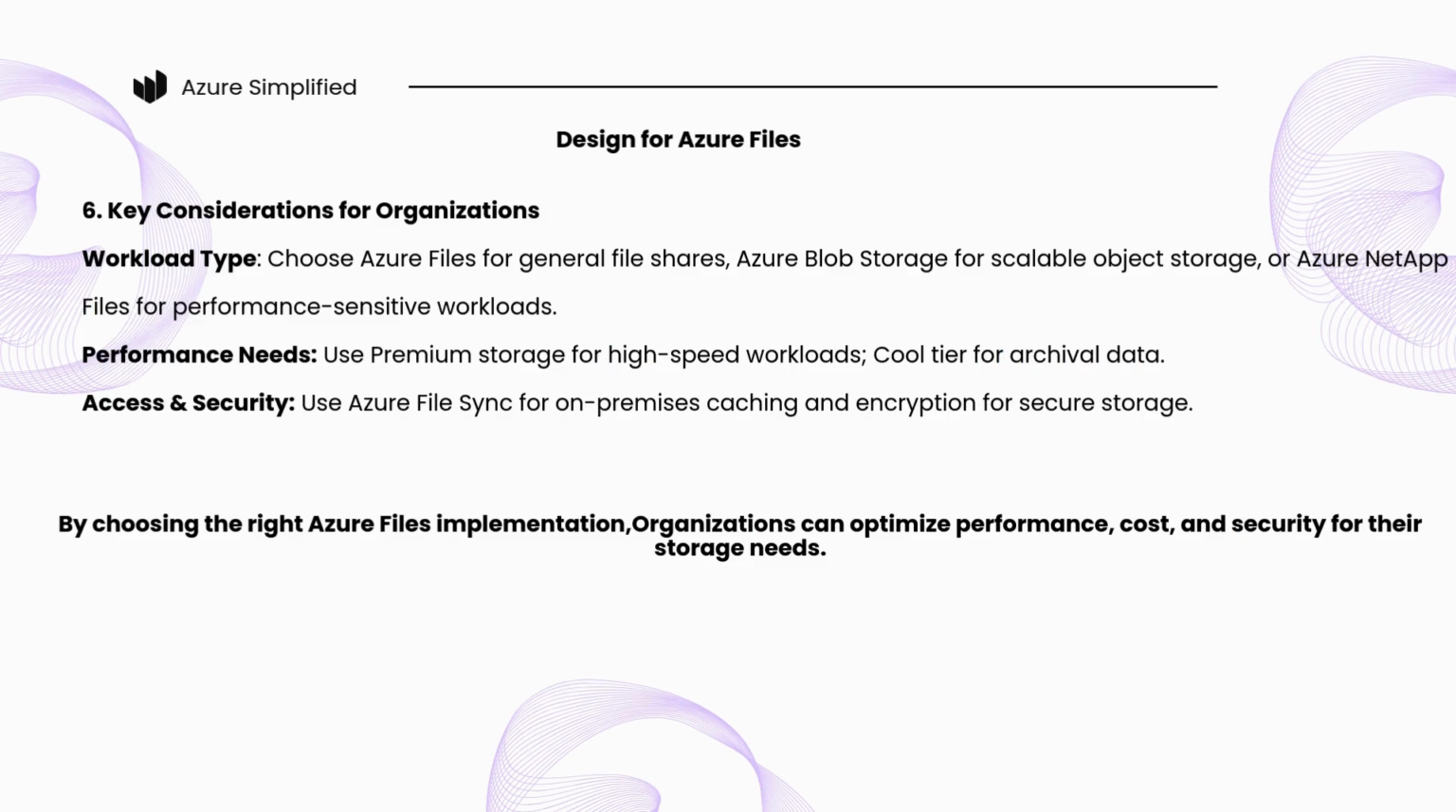Workload type. Choose Azure Files for general file shares, Azure Blob Storage for scalable object storage, or Azure NetApp Files for performance-sensitive workloads. Performance needs. Use premium storage for high-speed workloads, cool tier for archival data. Access and security. Use Azure File Sync for on-premises caching and encryption for secure storage. By choosing the right Azure Files implementation, organizations can optimize performance, cost, and security for their storage needs.